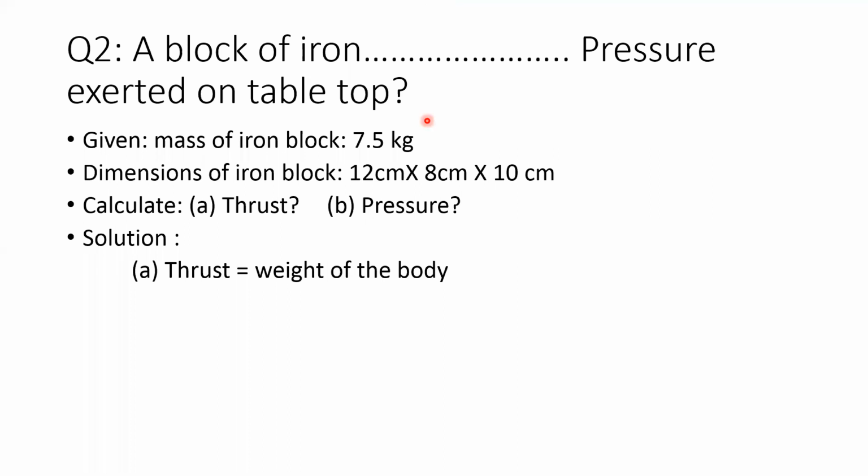So first of all, you have to convert all these units into SI units. The mass is already in the SI unit, but you have to convert the dimensions of the iron block into SI units, that is meter. Then you have to apply first the formula thrust equals weight of the body. Then you have to apply the formula of pressure equals thrust upon area. So this is a hint for you, try to solve it.